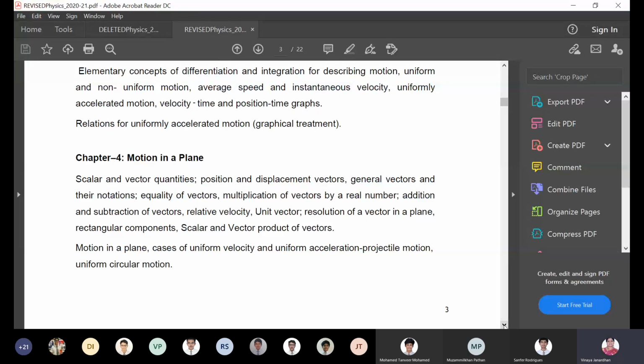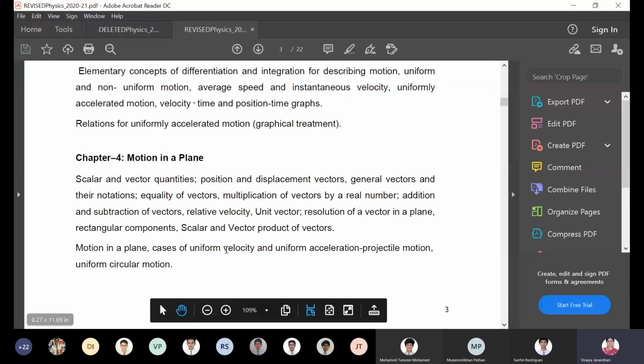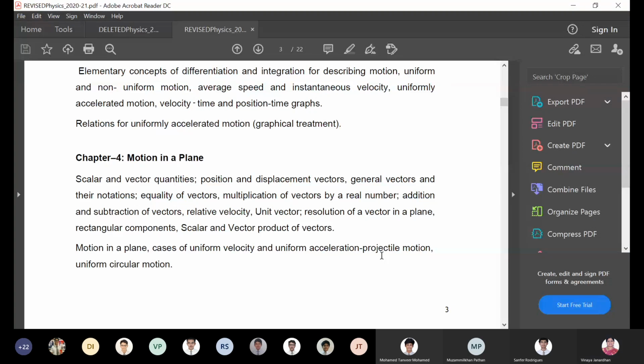I'm going one by one so that you will not find it tough. Motion in a plane, case of uniform velocity and uniformly accelerated projectile motion. This is all about projectile motion, motion in a plane, where you have uniformly accelerated motion. The projectile. Are you clear? Yes, ma'am. Okay. The last statement is for projectile motion, and you have uniformly accelerated circular motion.